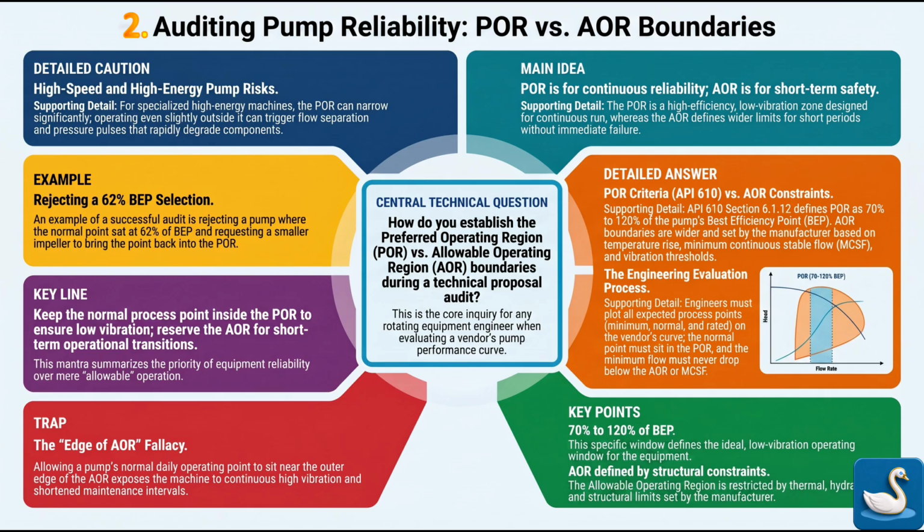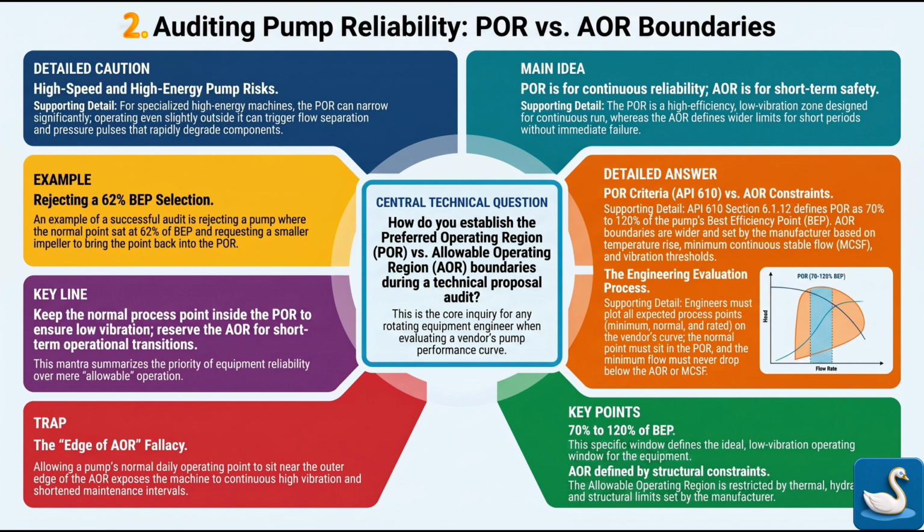Modifying the impeller. Yes. This artificially shifted the pump's best efficiency point to the left on the curve, thereby bringing the client's static normal operating point back perfectly into the 70 to 120% POR window. Excellent. The key line here is, keep the normal process point inside the POR to ensure low vibration, reserve the AOR strictly for short-term operational transitions.